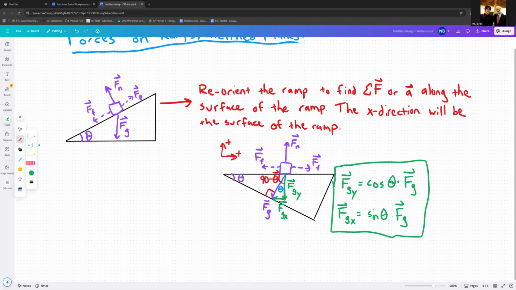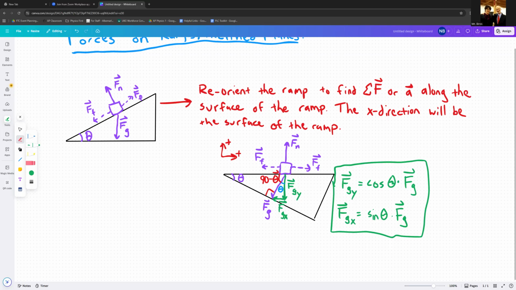So this will be a little bit of a shorter one, but an important one nonetheless, because for any problem involving a ramp, we will need to be able to look at the directions a little bit differently in order to find acceleration or forces or whatever we're being asked to find, some vector going down or up the surface of the ramp. We have to reorient things and then be able to find components of gravity using trigonometry.